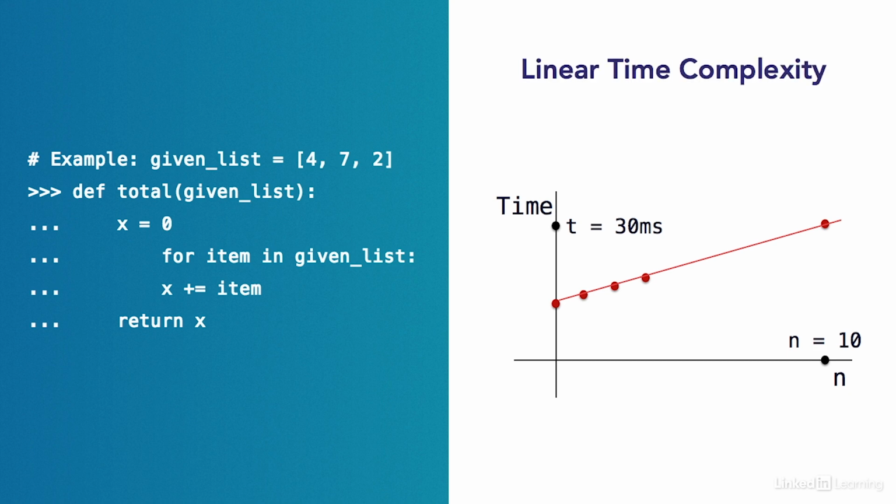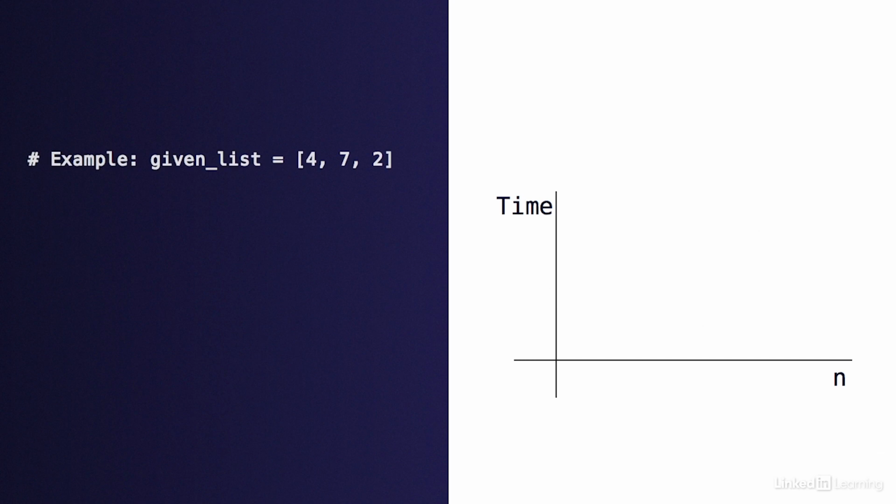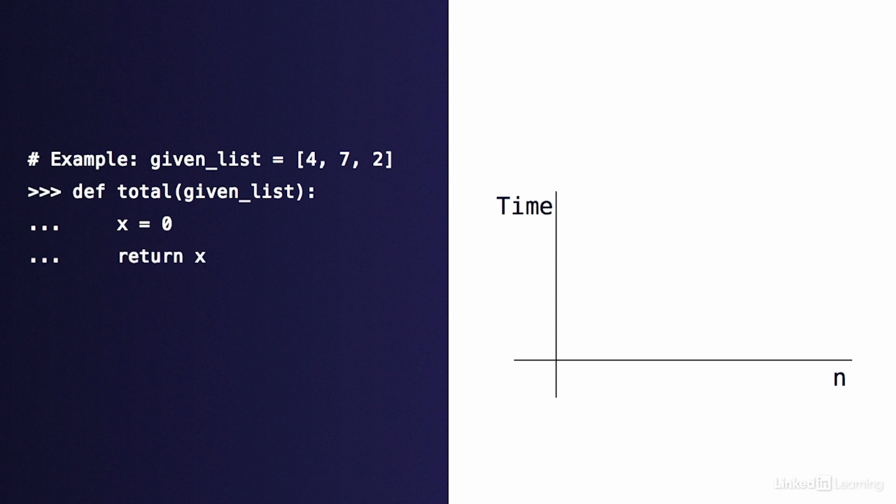Now let's take a look at this function. This function is very simple. Whatever the input is, we initialize x to 0, and then we return it. So it always does the same thing regardless of the input. And let's say when n is equal to 0, or when the list is empty, this function turns out to take 20 milliseconds after doing some experiments.